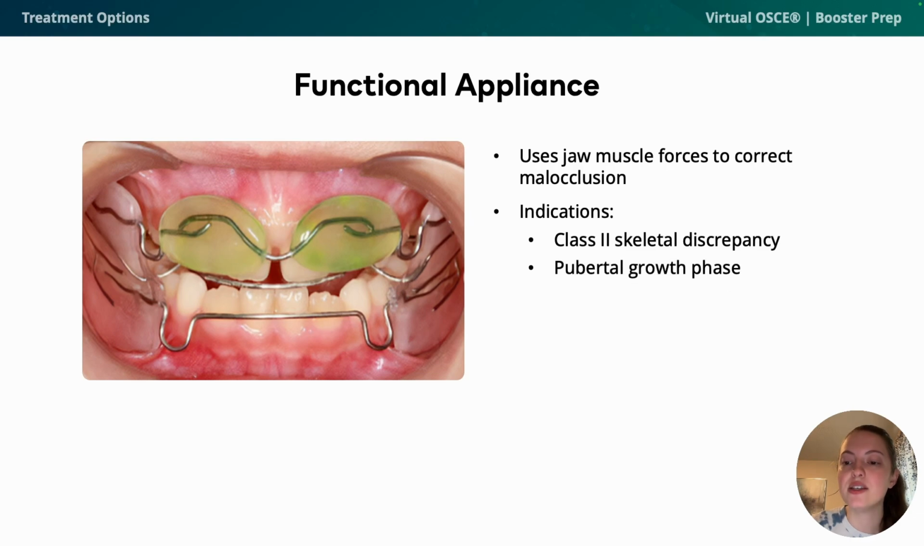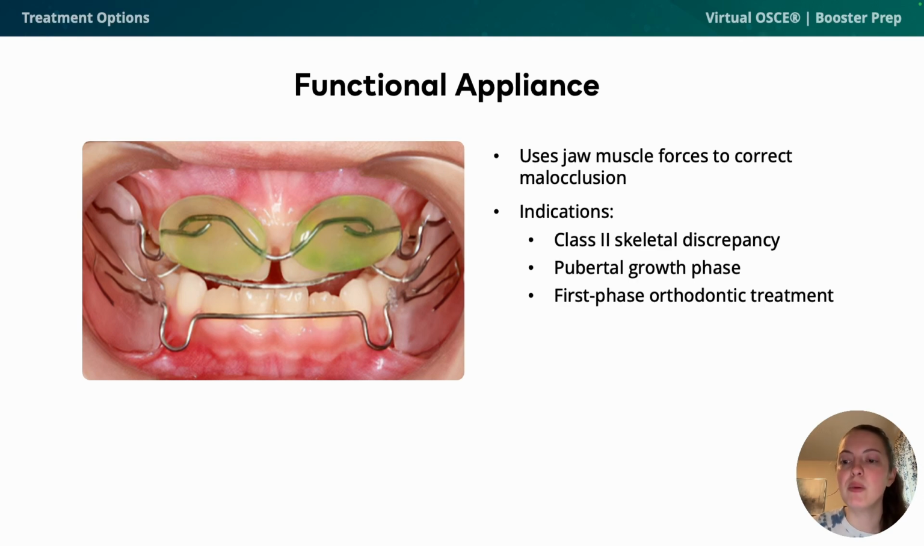pubertal growth phase. This is not a treatment option that we want to do too early because it will take more time and be less efficient, and it's something that cannot be done after the growth spurt because no growth is occurring. You can only hope to modify growth when growth is actually occurring. This is also typically done as initial management or first phase orthodontic treatment before the patient gets comprehensive care. So if you see a class 2 patient, typically with a retrusive mandible who is in their pubertal growth phase, this is the optimal initial management.